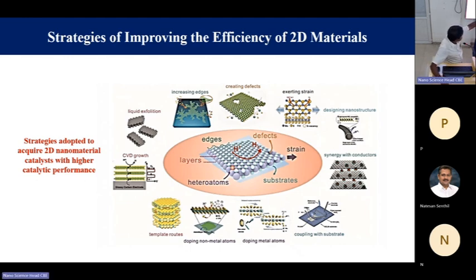Again, extending the strain. You can induce the strain, creating defects is also another thing. The porous structure: for example, there is a sponge.